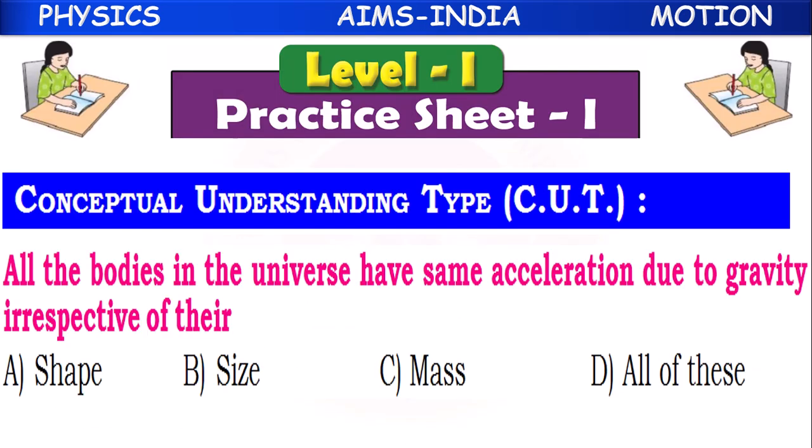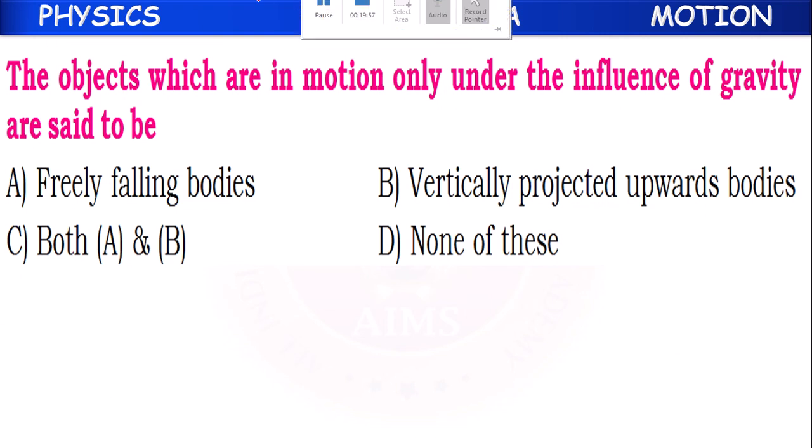Okay, children. Now let's see the problem, children. All the bodies in the universe have the same acceleration due to gravity, irrespective of their shape, size, mass, all of this. What is the answer, children? All will have the same acceleration due to gravity. All are attracted with the same force. It does not depend upon shape, size, mass. So all of this is the correct answer, D option.